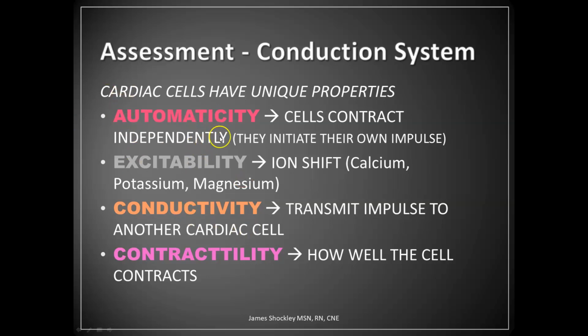So just like with automaticity, we have conductivity. If I have one cell that is able to contract, able to initiate its own impulse, that means we can send that impulse down through the rest of the heart. So we have conductivity. We can transmit our impulses to another cardiac cell. And then contractility. That's exactly what it sounds like. How well do those cells contract? If those cells get too big, if that heart becomes too enlarged, we lose pumping and we lose cardiac output.